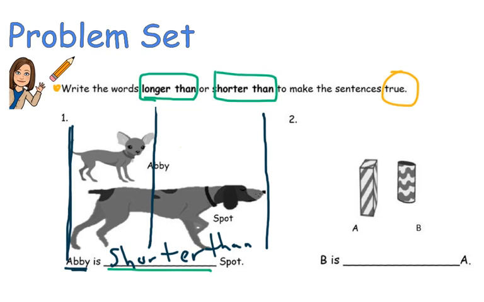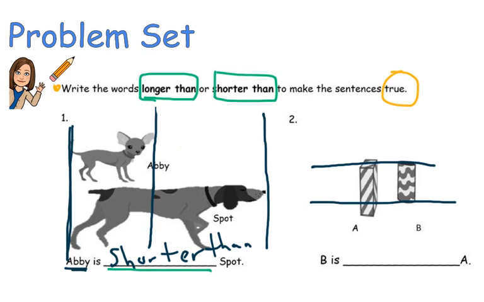Okay, looking at number 2 now, it looks like a box and some sort of cylinder here. So again, I'm going to start with the same thing. I'm going to draw a line. Oh, let's read the sentence first. B is blank A. So I'm going to draw a line where B ends and begins on both sides.